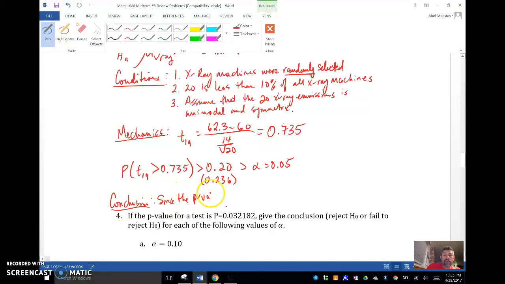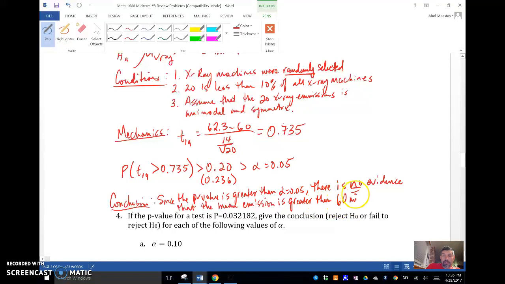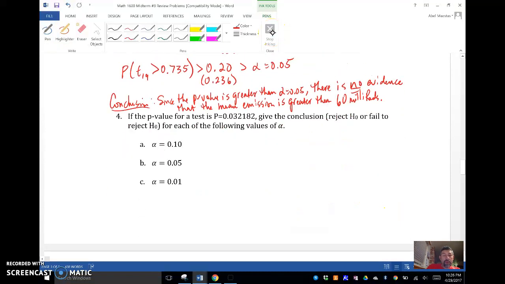Since the p-value is greater than our alpha level, there is no evidence that the mean emission is greater than 60 millirads. So we're basically saying there's no evidence of the alternative hypothesis.